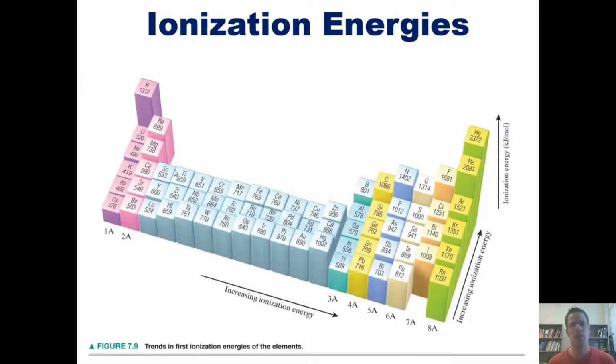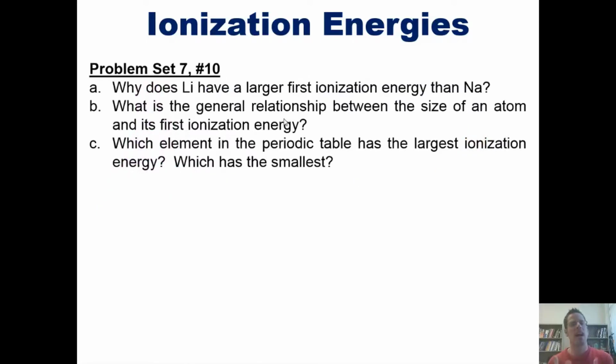This table shows us various ionization energies for most of the elements on the periodic table. These are first ionization energies, that is, the amount of energy required to remove a single electron from each of these respective atoms. That takes us to a series of problem set questions that I give my students in class. First, why does lithium have a larger first ionization energy than sodium? Second, what is the general relationship between the size of an atom and its first ionization energy? And third, which element in the periodic table has the largest ionization energy, and which one has the smallest?